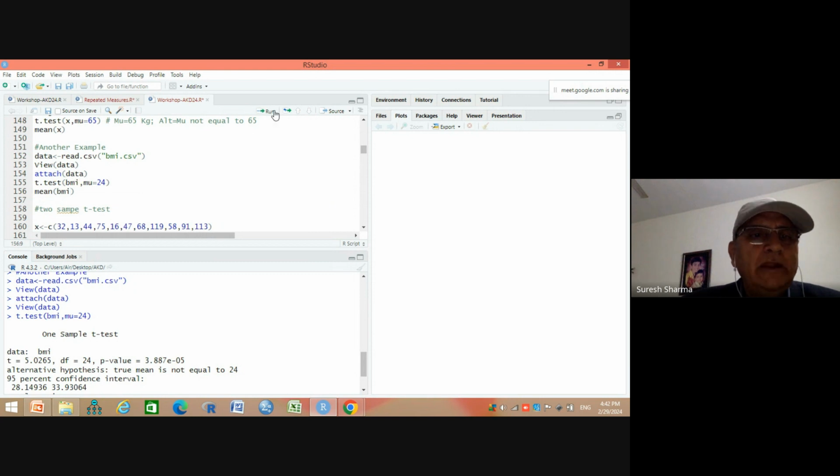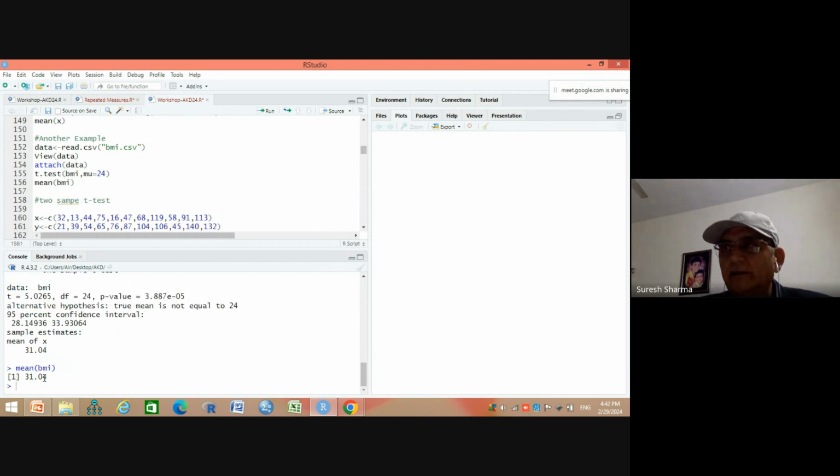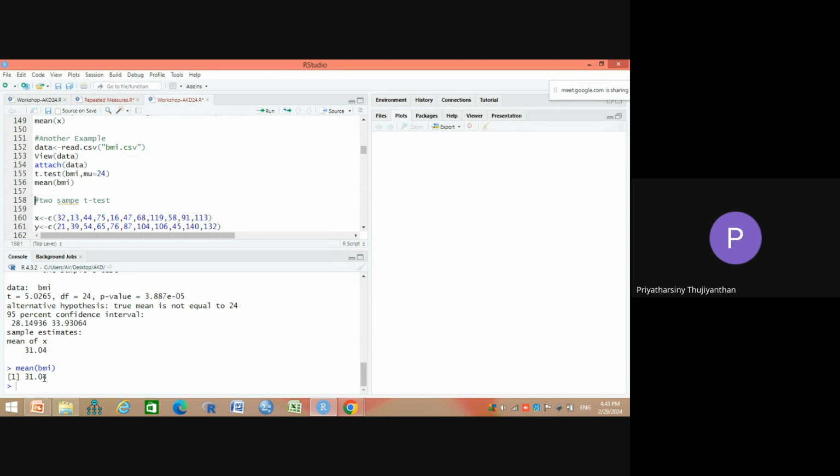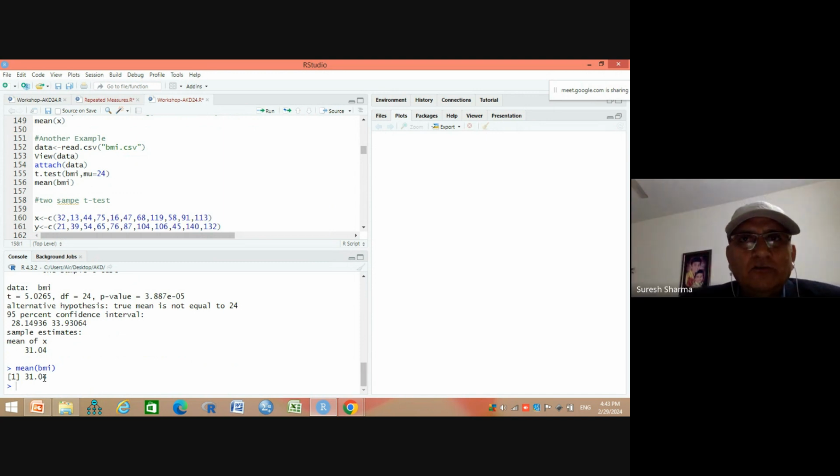If you compute the mean, it comes out to be 31. And 31 is beyond 30. Beyond 30 means people are moving towards an obesity problem. Yes or no? Yes, people are moving towards obesity. So you have to ask the people, please don't eat pizza, burger, noodles. Your weight is increasing, right? Restrict yourself from all these things. Okay. So this completes your one sample t-test.